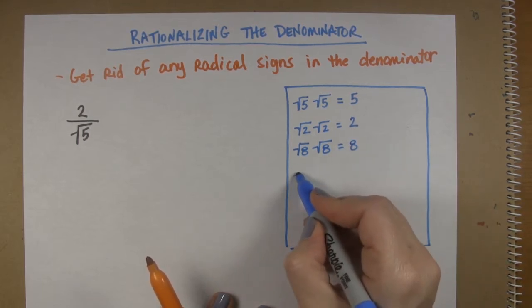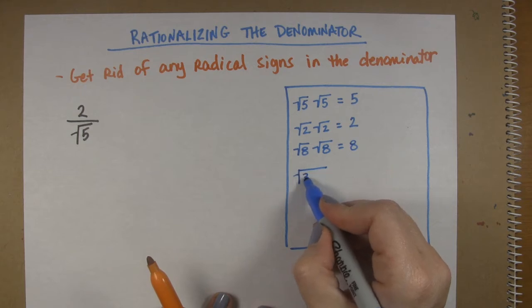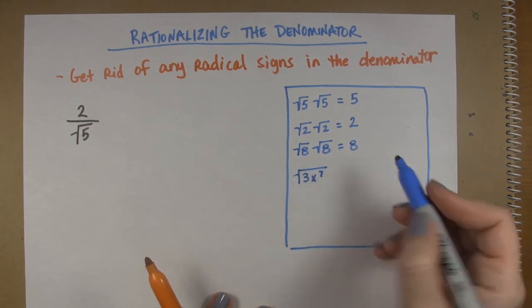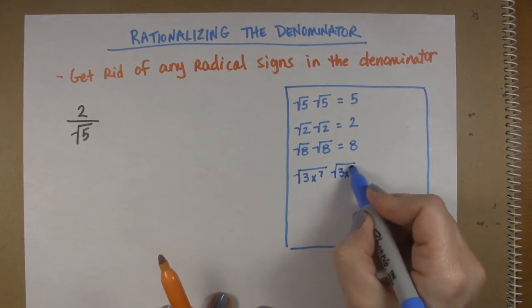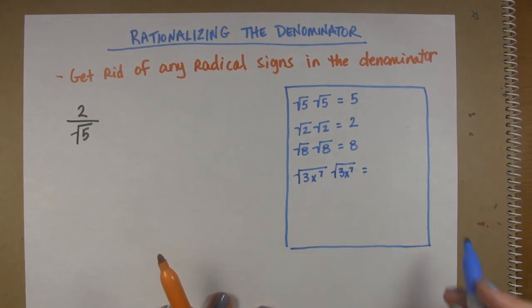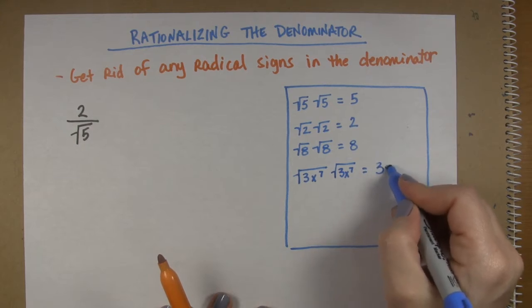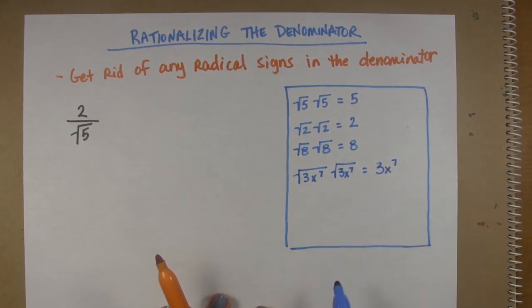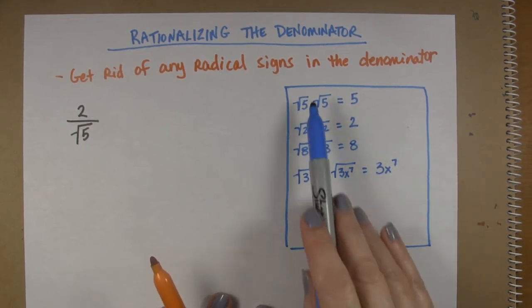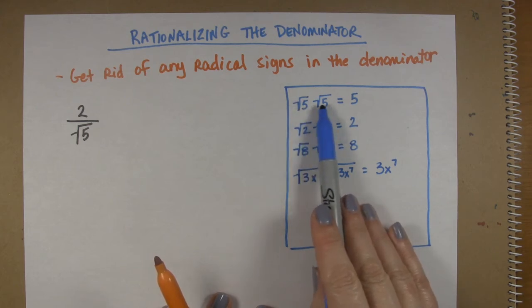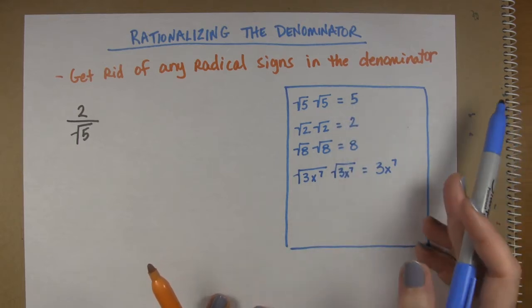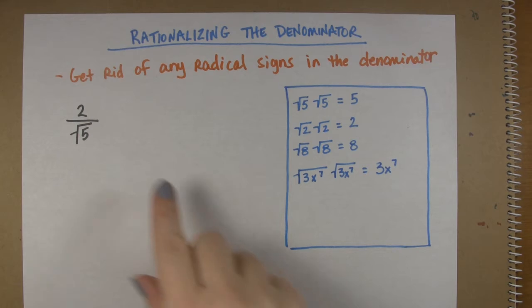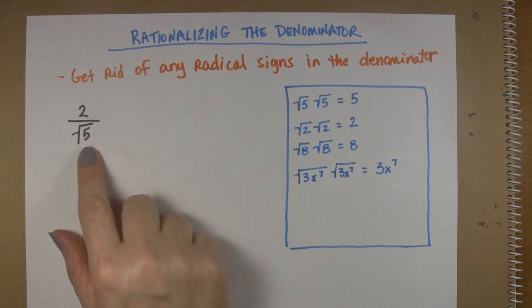Even if I make it harder, what if I multiply the square root of 3x to the 7th times the square root of 3x to the 7th? What do I get? I get 3x to the 7th outside of my radical sign. So basically, if I multiply a square root times itself, that has the effect of making the square root disappear. Oh, sweet! So, do you see where we're going with this?